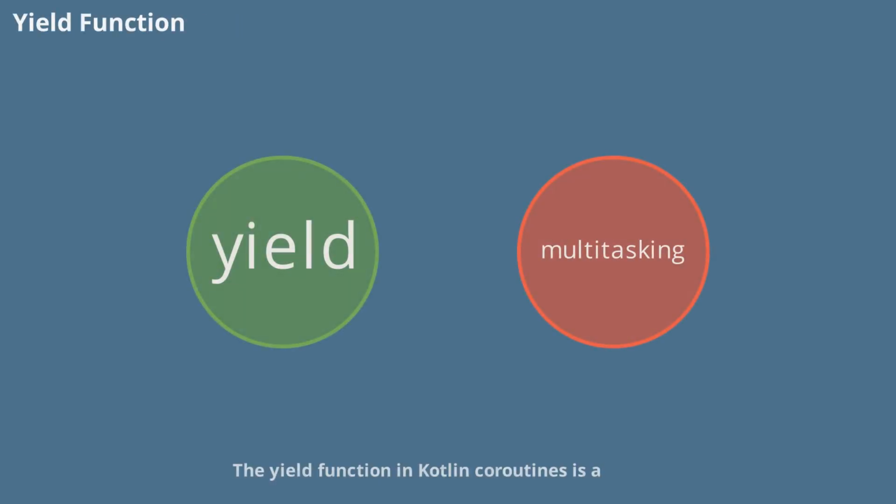The yield function in Kotlin coroutines is a suspending function that allows a coroutine to suspend voluntarily, giving other coroutines or tasks a chance to run. When yield is called, the dispatcher can switch to another coroutine, then resume the original one when its turn comes again. Yield helps improve cooperative multitasking and resource sharing among coroutines.